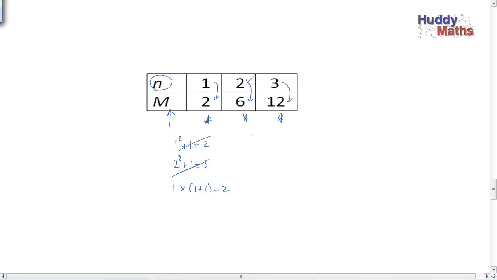What about doing it for 2? 2 times 1 more than 2. Oh, that works. And what about 3 times 1 more than 3 is 12. Oh, I think we've got it. So get the number, the generation number, multiply it by 1 more, and that will give us our m value.